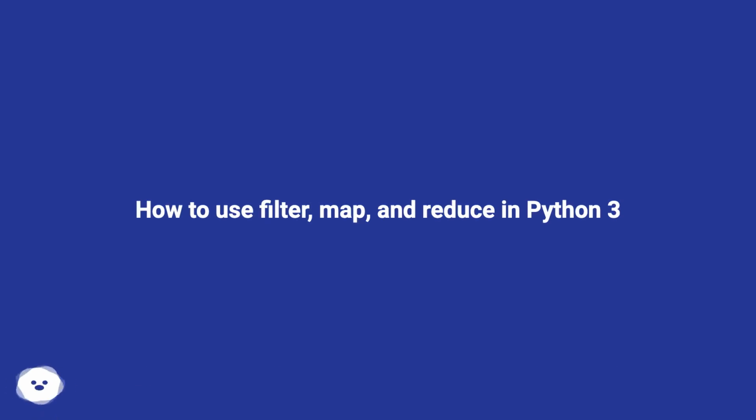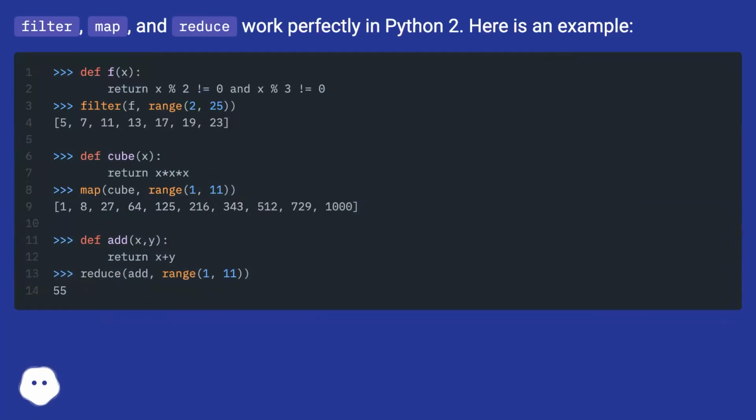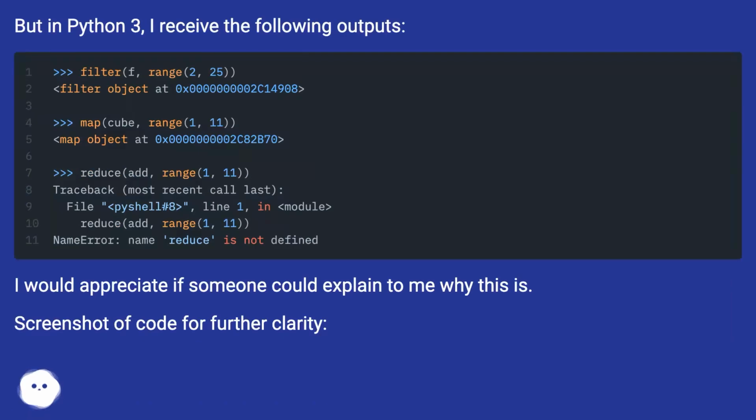How to use filter, map, and reduce in Python 3. Filter, map, and reduce work perfectly in Python 2. Here is an example. But in Python 3, I received the following outputs. I would appreciate if someone could explain to me why this is. Screenshot of code for further clarity.